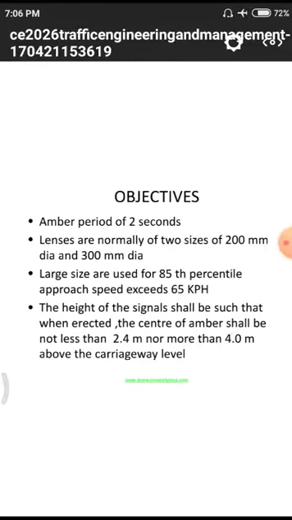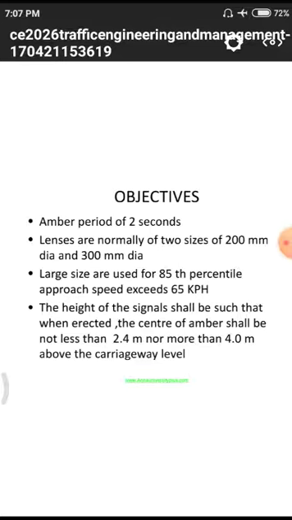After that, what are the objectives, what we need to gain by implementing these signals? First of all, an amber period of 2 seconds. Normally an amber period of 2 seconds is given for clearance purposes. If it is a multi-lane road, we need to give 5 to 10 seconds. If it is a normal lane, we need to give 2 seconds, so that it will be sufficient for vehicle clearance.